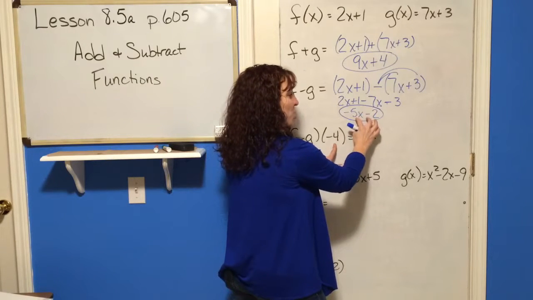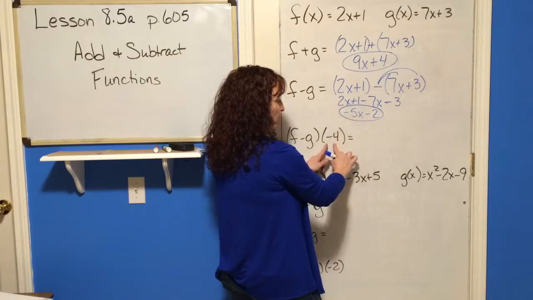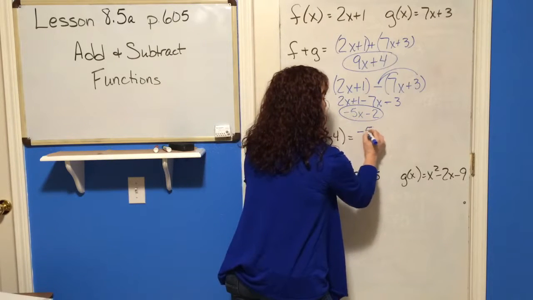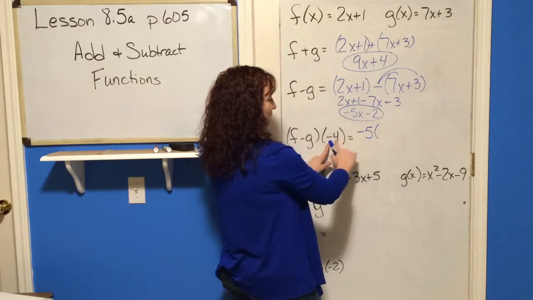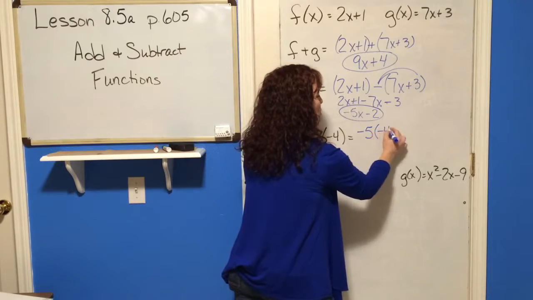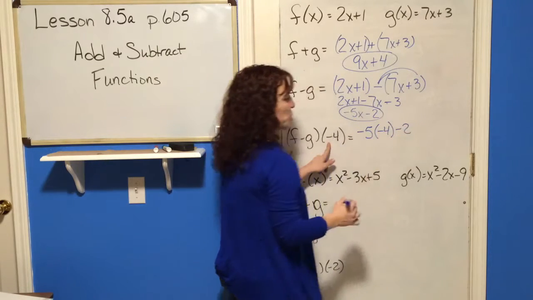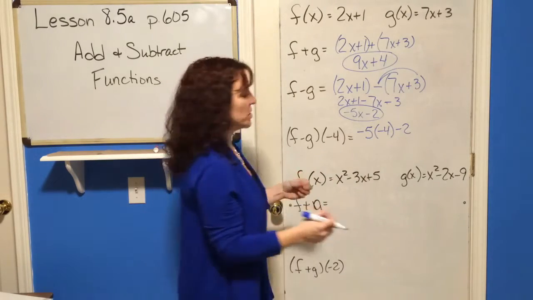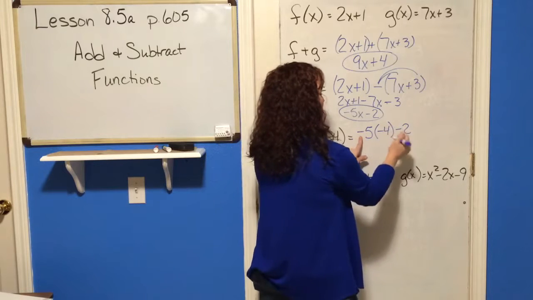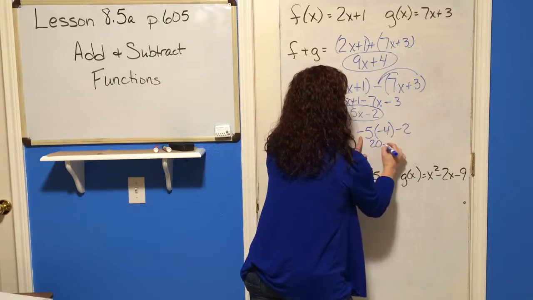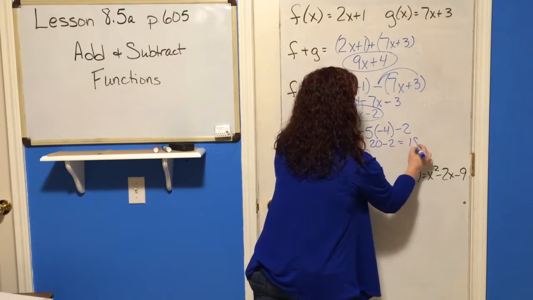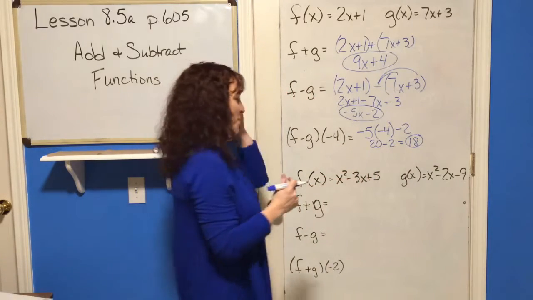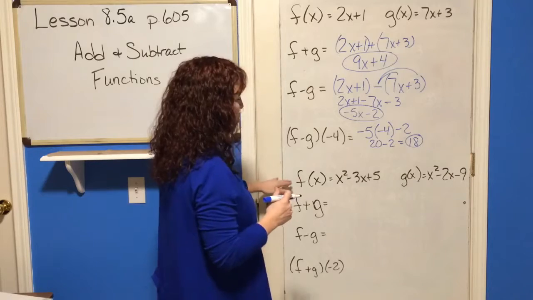So you'll simply take your new function and you'll plug in this negative 4 for x. So you end up with negative 5 times x, and you want the x to be negative 4, minus 2. And then you just work it out, making sure that your negatives don't trip you up. So negative 5 times a negative 4 is a positive 20, minus 2, 18 is your final answer. Easy sneezy.